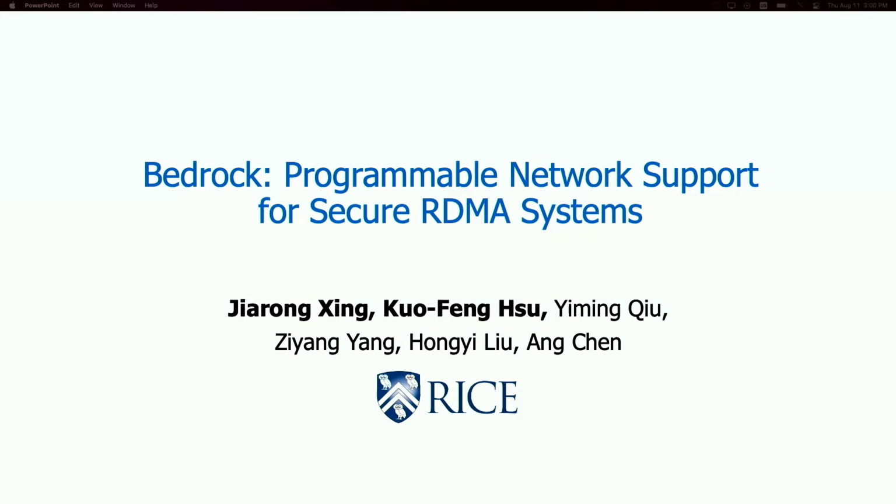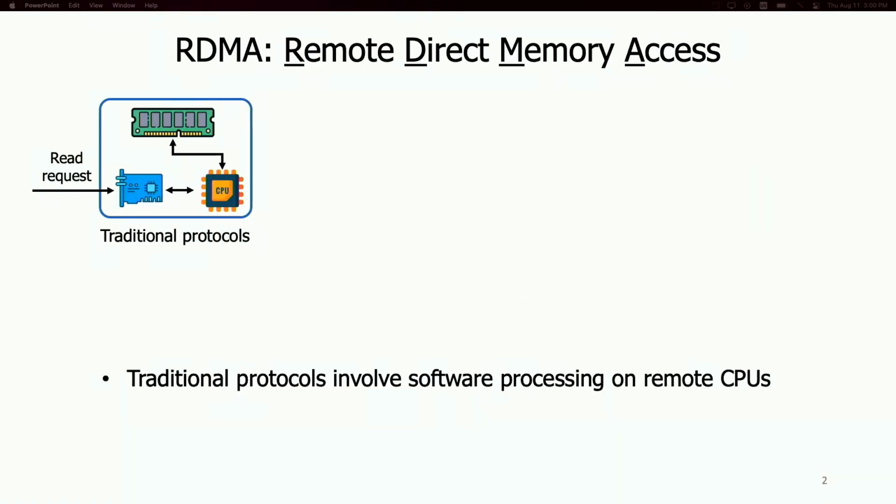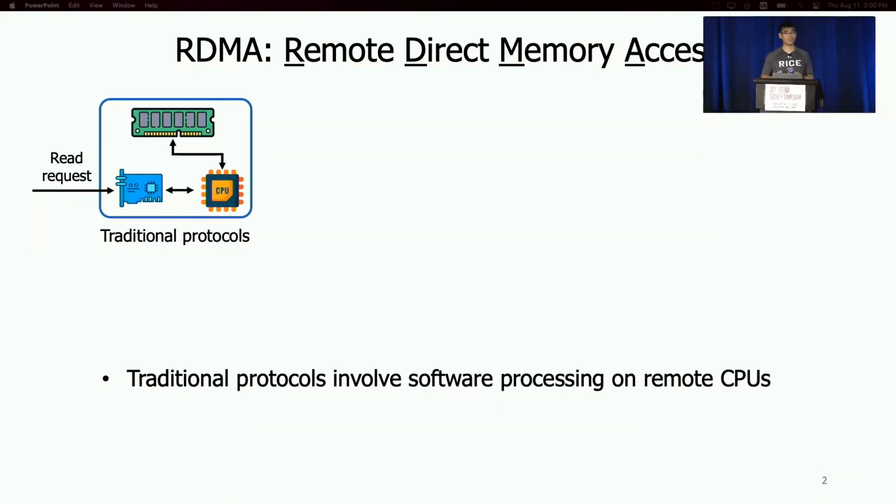In this talk, I will show you how to provide security support for RDMA systems in programmable networks. Consider a scenario where a local application is trying to read some data in remote memory. Traditional protocols like TCP/IP involve the remote CPU to process the requests. So this will incur actual latency and consume more CPU cycles.